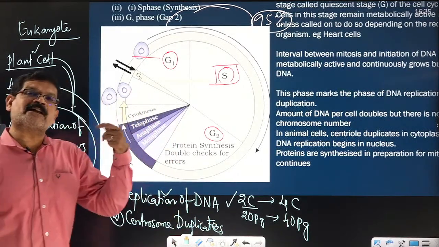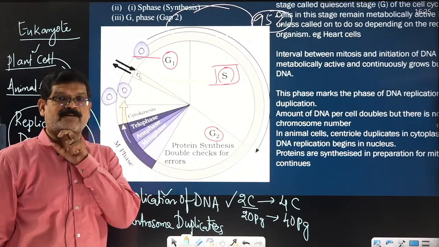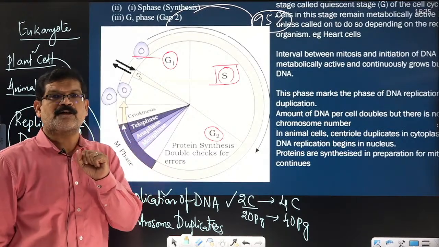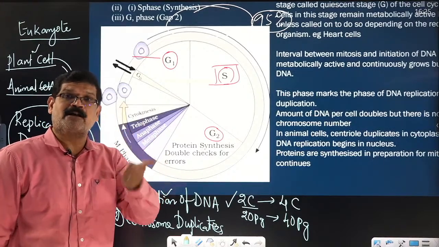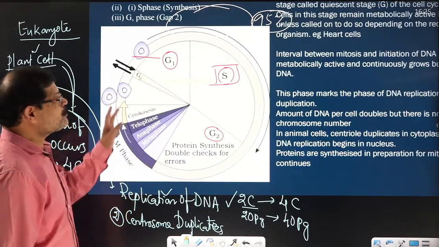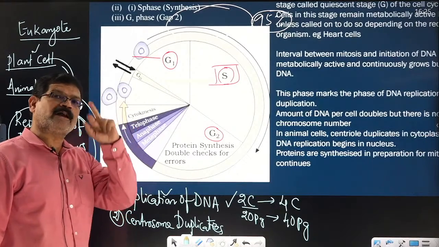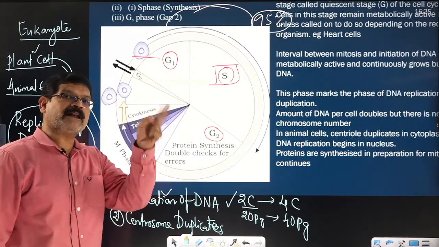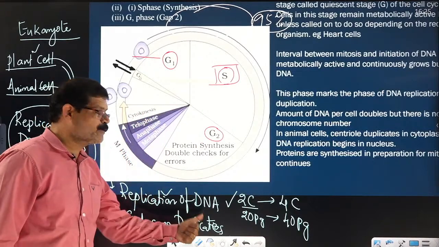The centrosome which is present here gets duplicated. Animal cells have a special kind of structure called centrioles. The centrioles which are present here get duplicated, meaning doubled. That means in one cell you find one, and now in the same cell, how many does it become? It becomes 2 centrioles. That is called centrosome duplication.